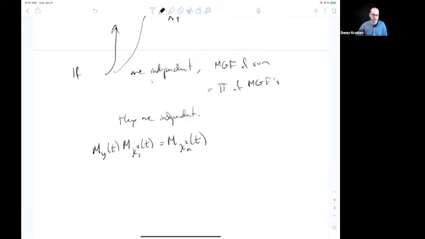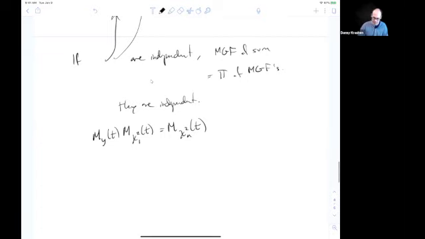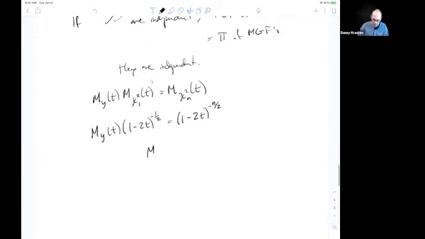Because we know that these are gamma random variables, we know what those moment generating functions look like. This thing is 1 minus 2t to the minus n over 2. This thing is 1 minus 2t to the minus 1/2. This thing is a question mark. But look, you can just multiply it over and solve. So you get M_y of t is 1 minus 2t to the minus n minus 1 over 2.